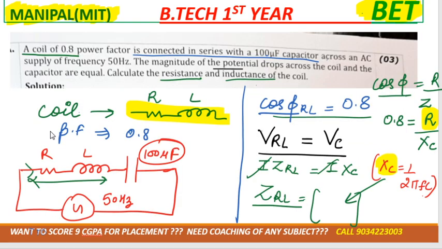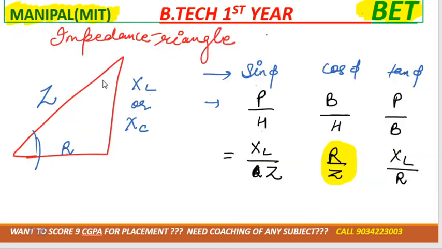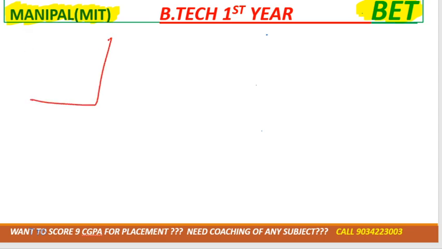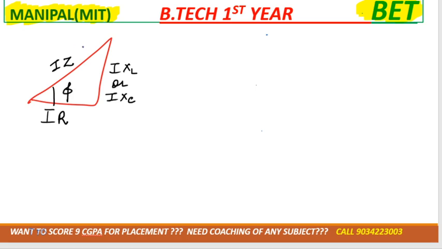Now see, after this I told you the impedance triangle. Okay, the impedance triangle you need to remember. Now if I multiply the current in the impedance triangle, then what will it become? Can you tell me? Like I into R, I into XL, or I into XC, or I into Z. Can anyone tell which triangle it will now become?